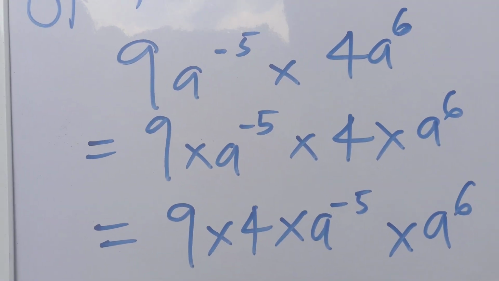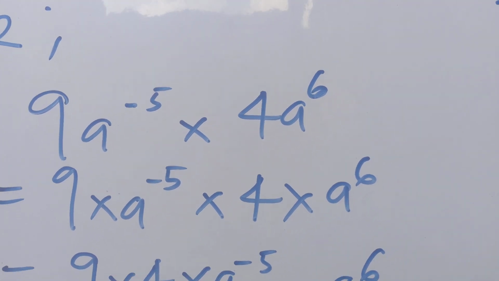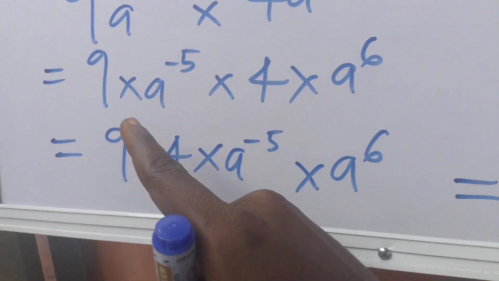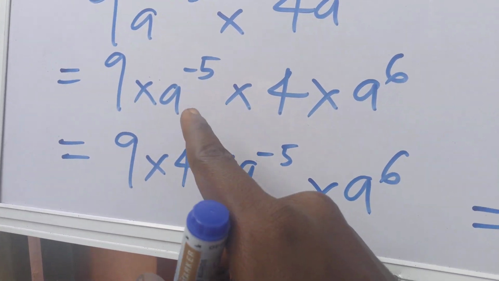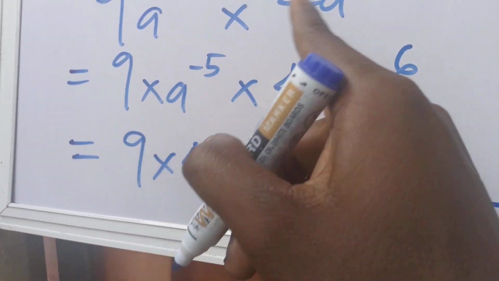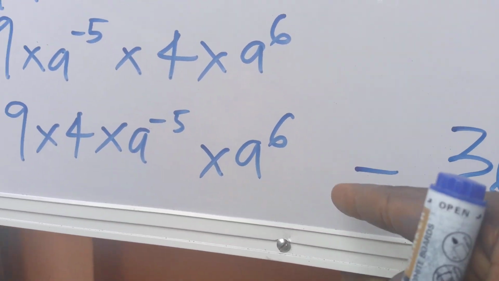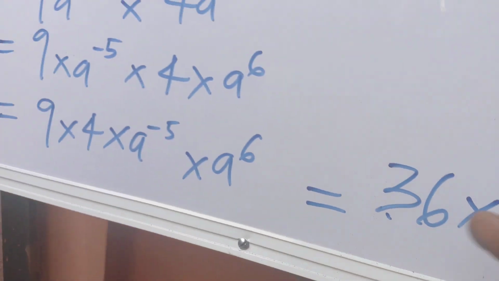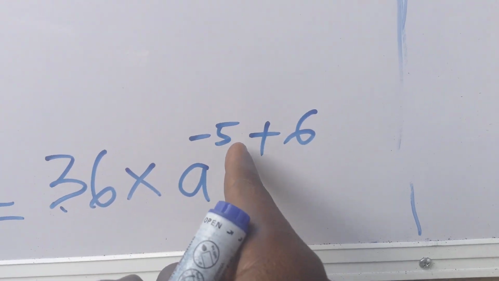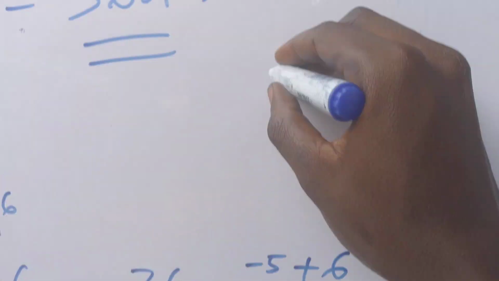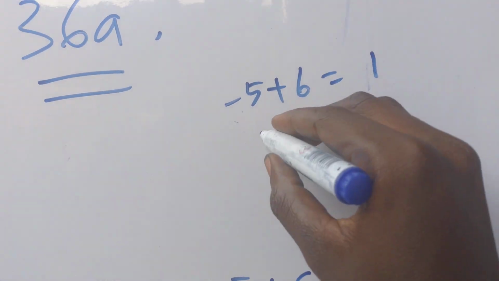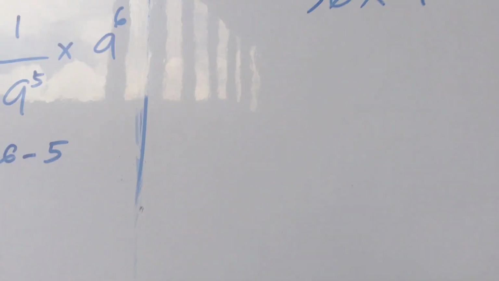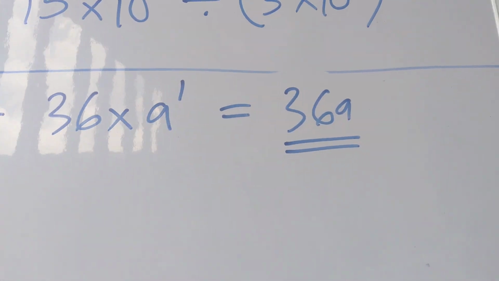So if you're having 9e raised to the power minus 5 times 4e raised to the power 6, this is the same thing as 9 times e raised to the power minus 5 times 4 times e raised to the power 6, which is equal to 9 times 4 times e raised to the power. You just add the powers here. Multiplication of indices. That is e raised to the power minus 5 times e raised to the power 6, which will be 36 times e raised to the power minus 5 plus 6. So by adding the powers now, 9 times 4 is 36, right? Then adding the powers, minus 5 plus 6 is plus 1. The same thing as saying plus 6 minus 5, which is 1. So this is 36 e raised to the power 1, which is 36e.